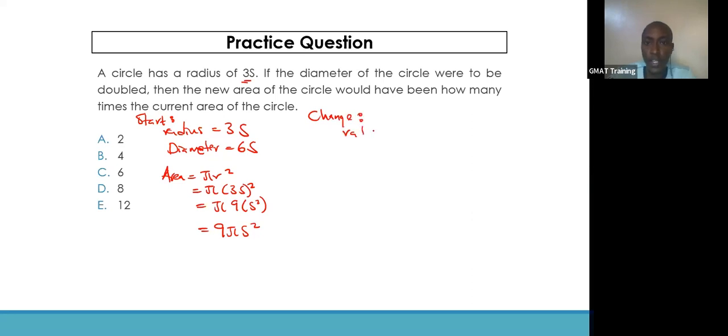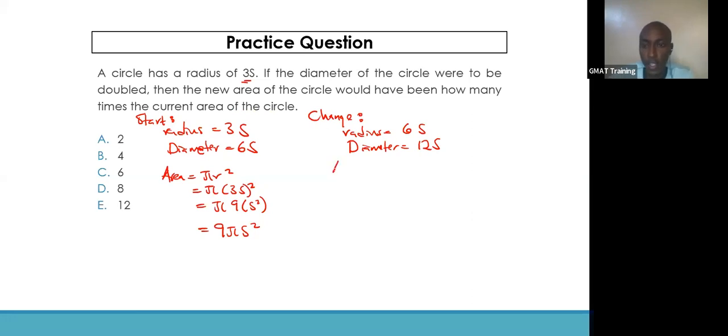Okay. Then, if the diameter of this circle were to be doubled, now the change comes in. We have the diameter being doubled. We're going to have now 12s, then the radius will be 6s. Then the new area of the circle will be how many times the current area of the circle.